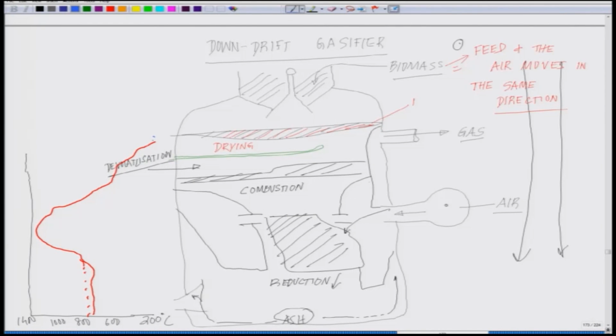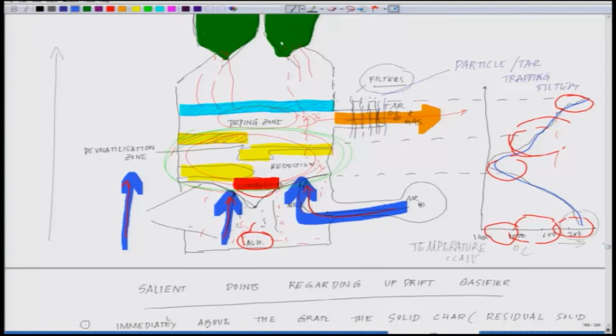So, you see drying started at 200 degree centigrade. As it goes down, this is the zone where temperature is the highest, where we are talking about between 800 to 1400, but the gas which is coming out is also at higher temperature. Unlike if you compare this with the previous one, the updraft one, when the gas is coming out, it is at a lower temperature.